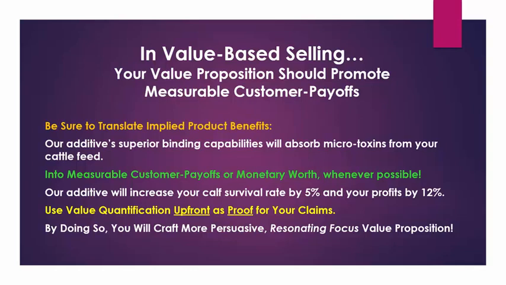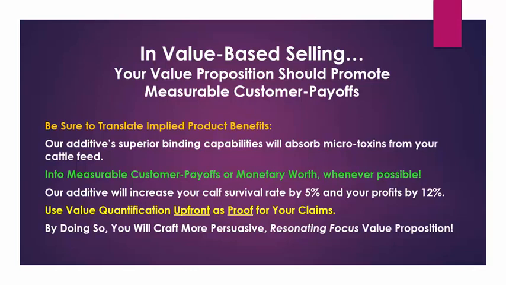This comes from an ag chem product that goes into cattle feed. The traditional implied product benefit is as follows: our additive's superior binding capabilities will absorb microtoxins from your cattle feed. Now, that sounds good. I don't like microtoxins, and this is going to eliminate them. So it's implied, meaning there's going to be a benefit of taking those microtoxins out. It doesn't give me enough to make a decision.